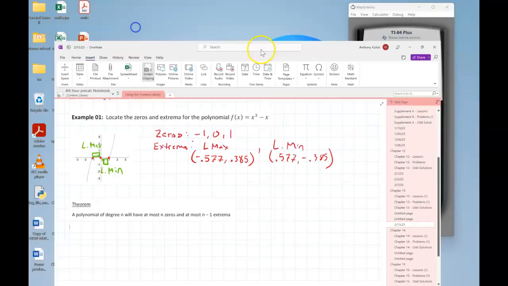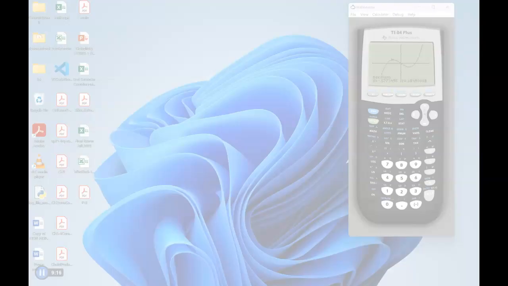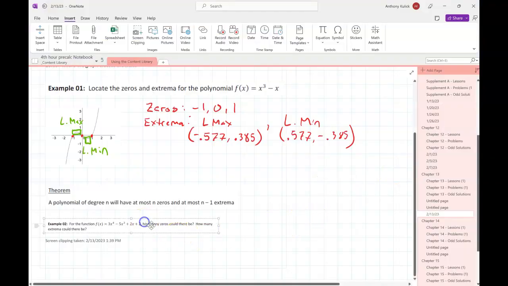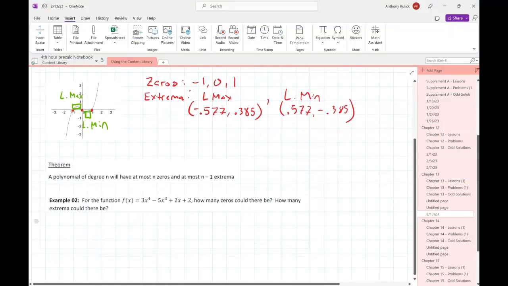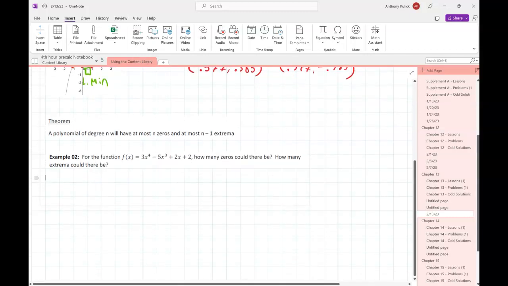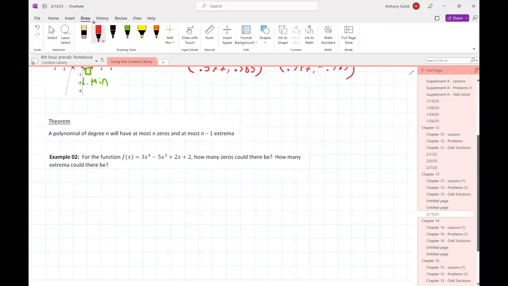So just to illustrate that, let's say we have the function f of x equals 3x to the 4th minus 5x cubed plus 2x plus 2. And we want to ask how many zeros could there be and how many extrema could there be?